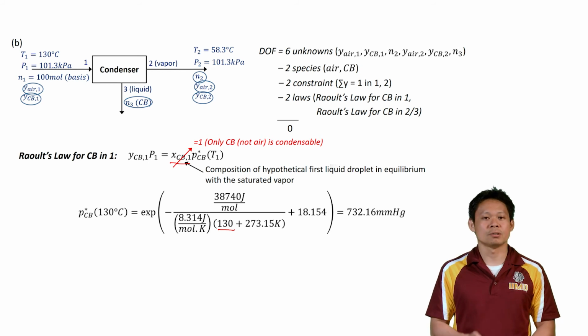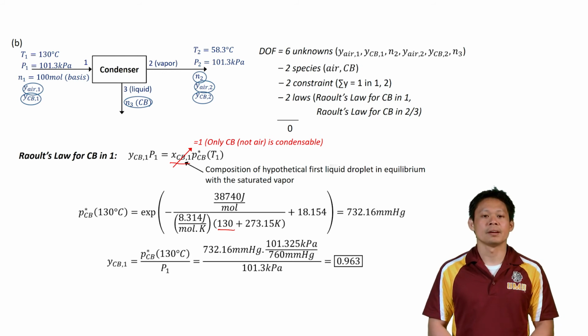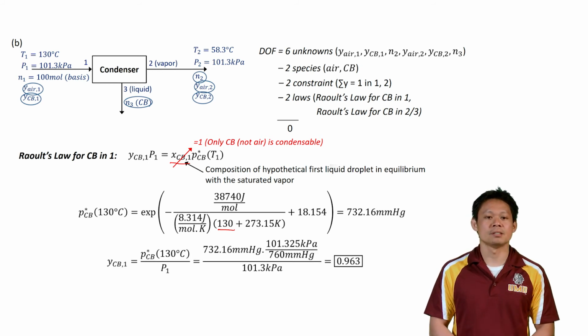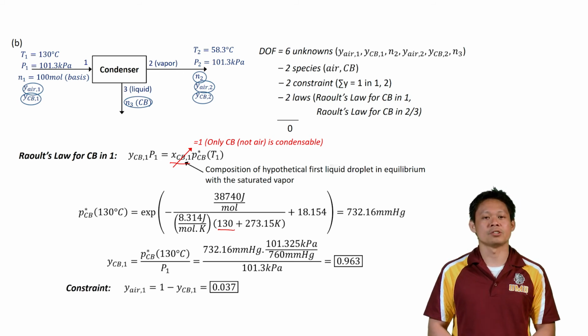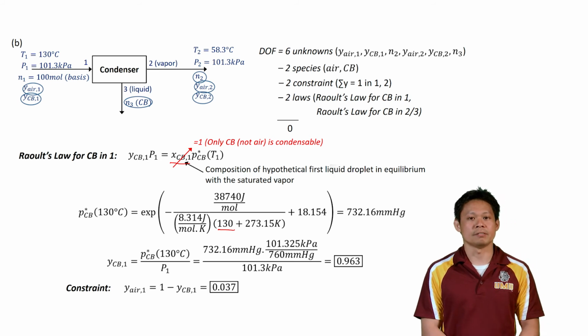Put it into our simplified Raoult's law equation, making sure that the units are consistent here, and we find the mole fraction of our chlorobenzene in our input as 0.963. All right, so from here, we can also use the constraint to find the other one. So our mole fraction of air, 0.037.